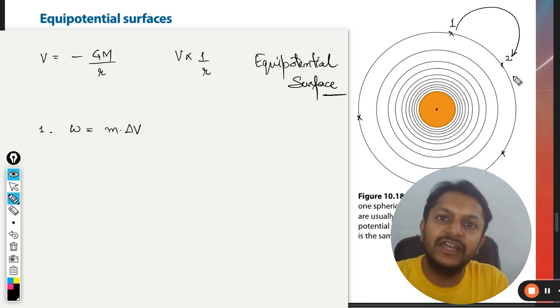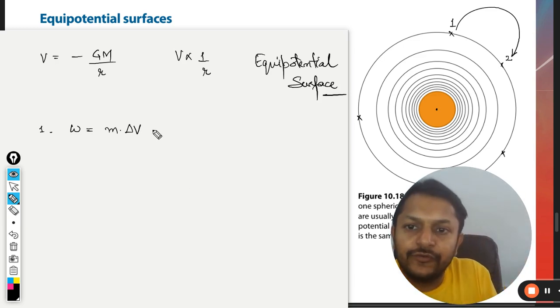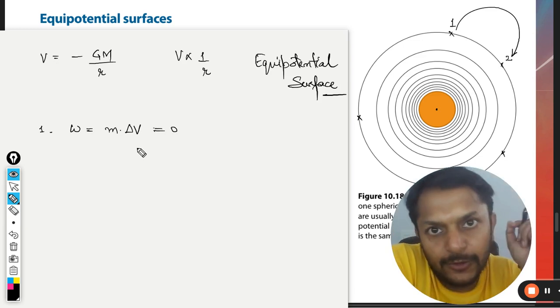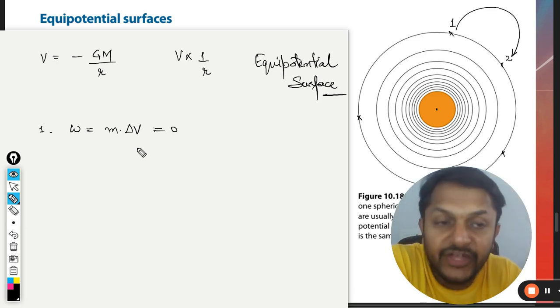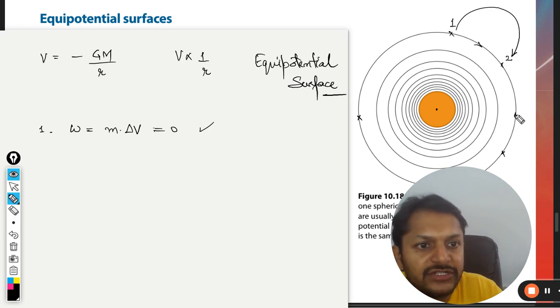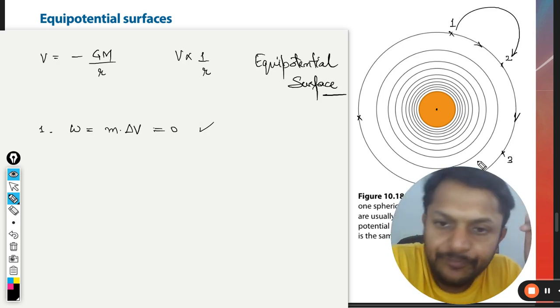But at the end of the day, the radius is the same. So if you're moving on this surface or if you're coming back to the surface, the net work done will be equal to zero because actually the potential is not changing at all. A very important point: no work is done in moving a body on an equipotential surface. So if you move it to the point 3, the work done is still 0.